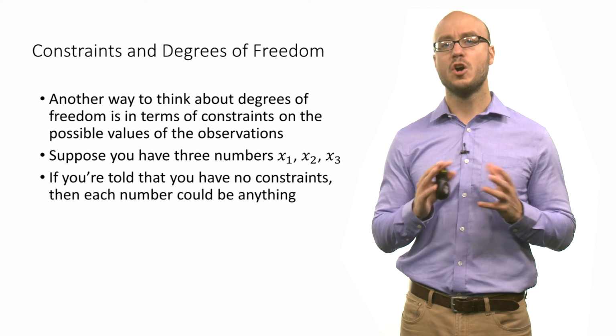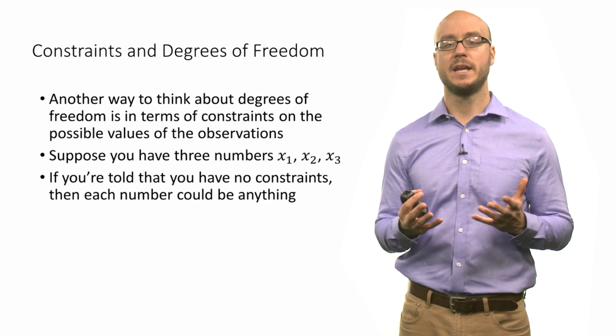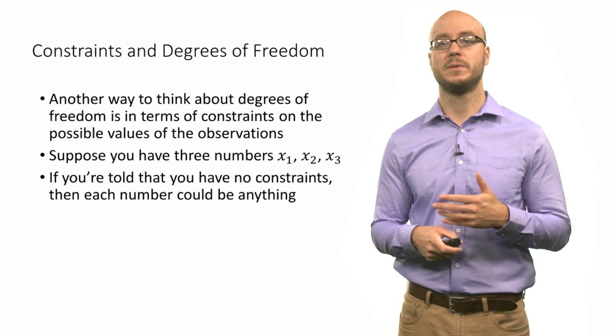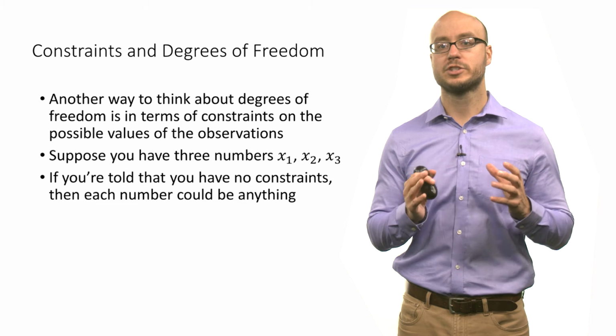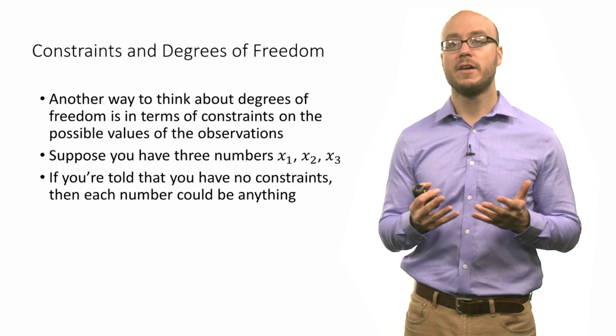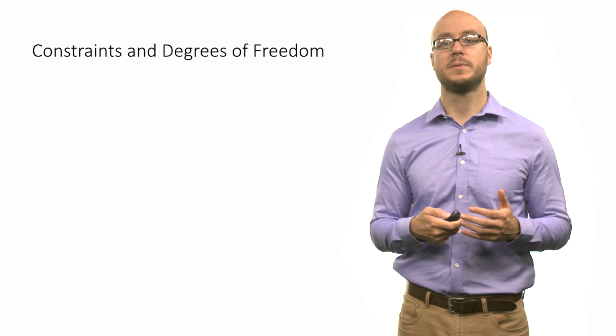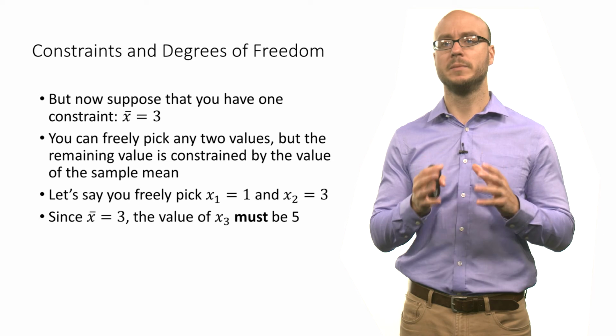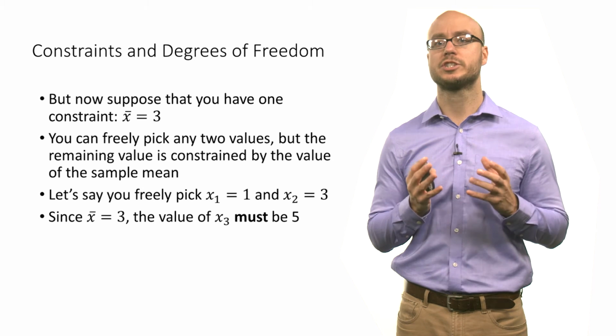If you're told that you have no constraints, then each number could be anything. That first number could be 1, the second number could be 5, the next number could be 1,000,000. So you have no constraints. If you have no constraints, these values are free to vary. Okay? There are 3 independent pieces of information. But suppose you're told that the sample mean is 3. So you have 1 constraint now.